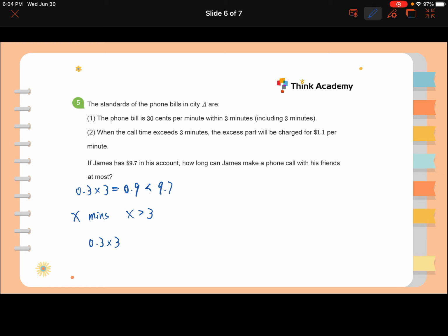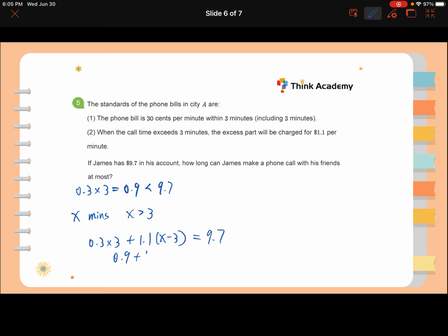That represents the money on the first 3 minutes. And past that, we have $1.1 per minute. How many excess minutes does James call? That's going to be X minus 3, and the bill equals his account balance, which is 9.7. And again, we simplify the expression.